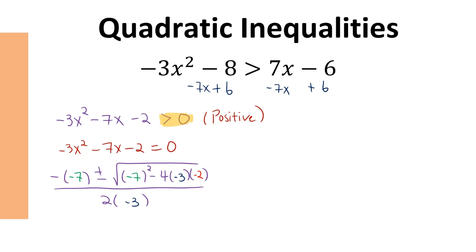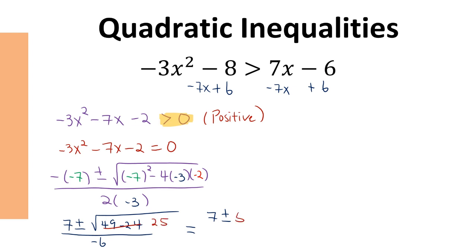Now we're going to simplify this, so we have negative 7, which is the same thing as positive 7, plus or minus square root of negative 7 squared, which is 49. Negative 4 times negative 3 is 12, times negative 2, that's negative 24, all over 2 times negative 3, which is negative 6. This is equivalent to 7 plus or minus 49 minus 24 is 25, and the square root of 25 is 5, over negative 6.